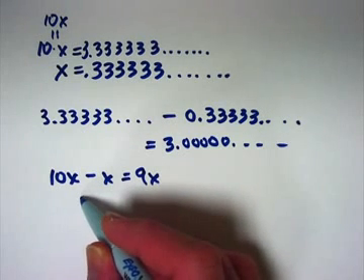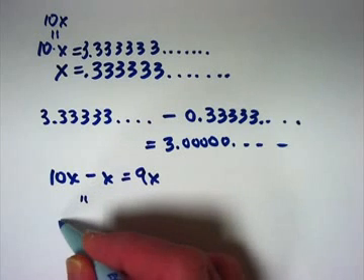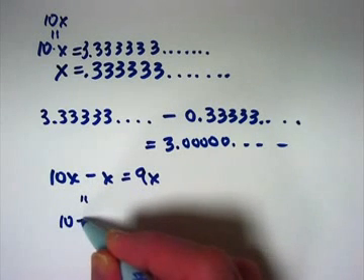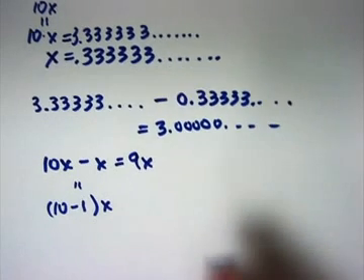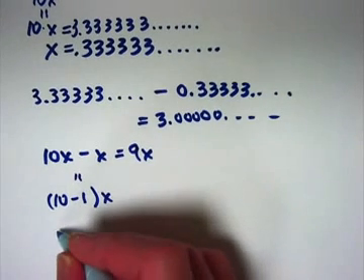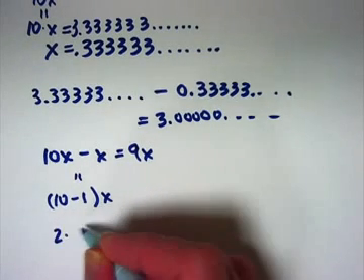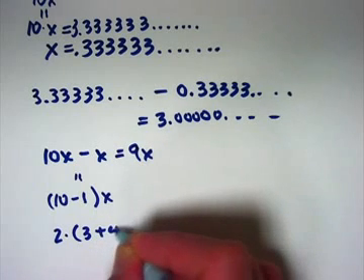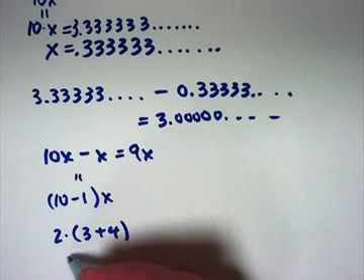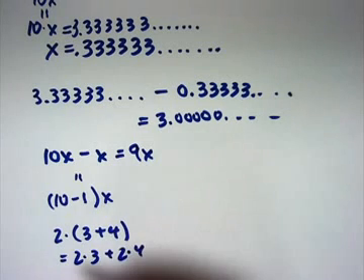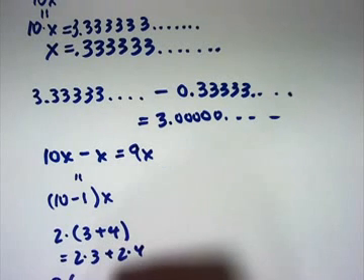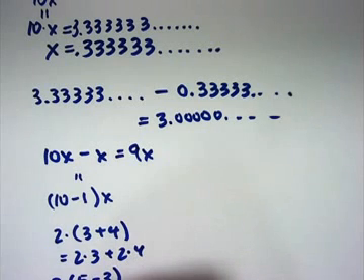Could you think of it algebraically? Yes, you can. You can use the distributive property to factor out the x. What was the distributive property? The distributive property said that, for example, 2 times 3 plus 4 is 2 times 3 plus 2 times 4. Or for that matter, 2 times 5 minus 3 is 2 times 5 minus 2 times 3.